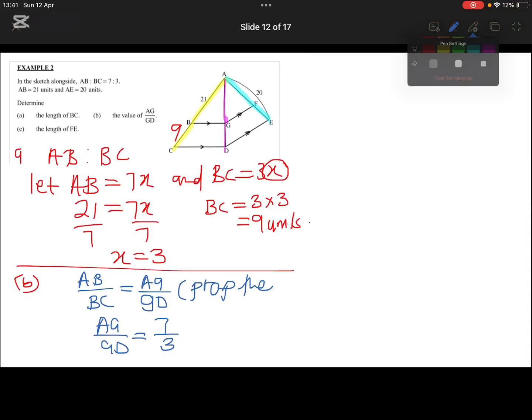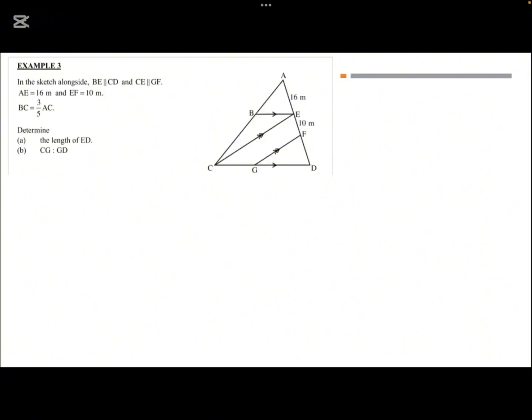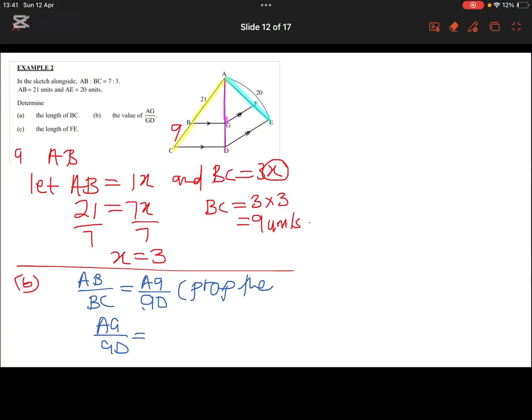Remember here we have 21, so let's put it this way. We're now going to say 21 over 9, which will be 7 over 3.